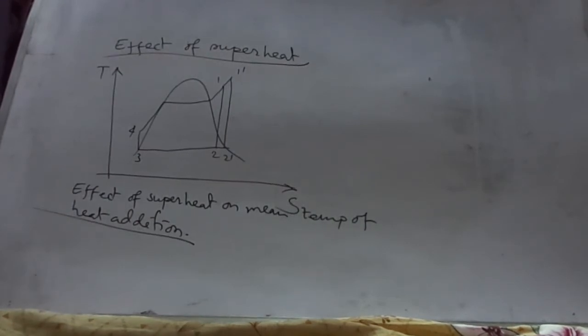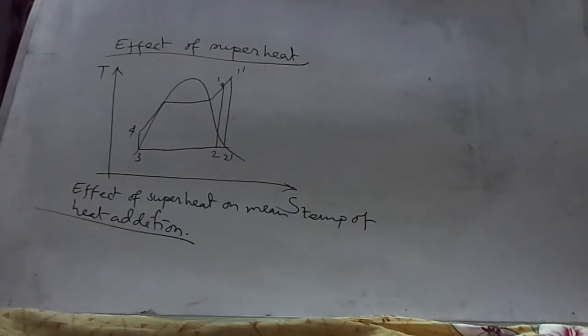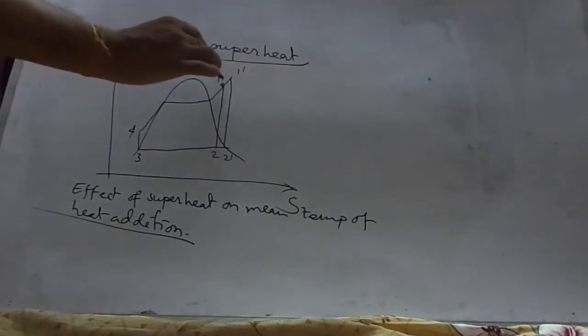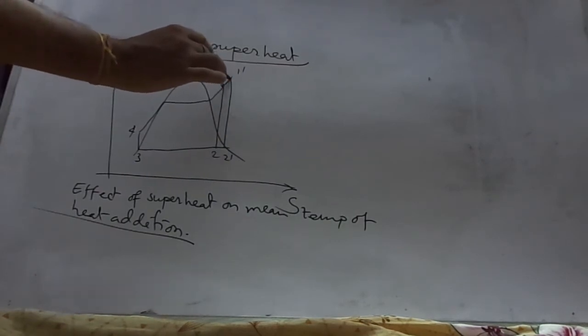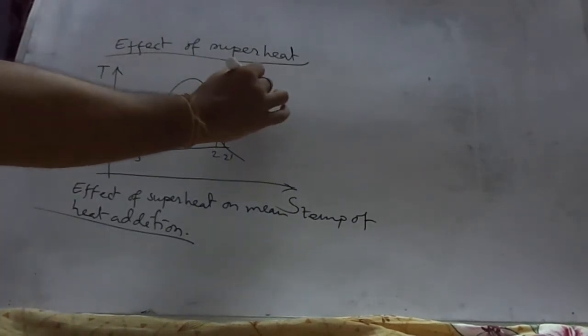So first one, the effect of increasing the initial temperature at constant pressure on the cycle efficiency, when the initial state changes from 1 to 1 prime. Is a superheat, 1 to 1 prime changes. Tm1 between 1 to 1 prime is higher than Tm1 between 4 and 1, because the area increases.